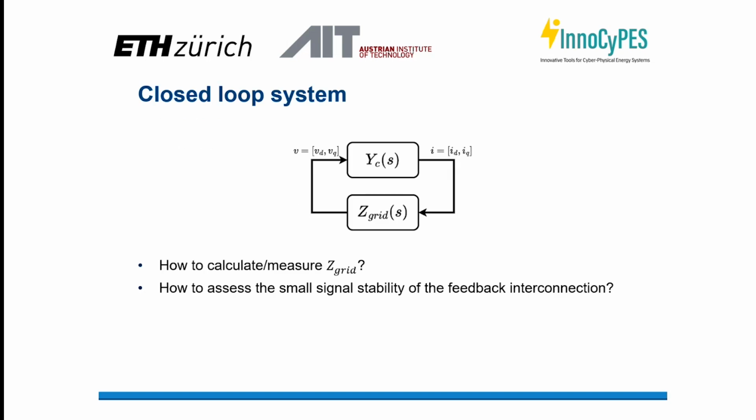So let's start from where we stopped last time. We have this feedback loop where we have the controller admittance and the impedance of the grid. And we need to know how to calculate or measure this impedance of the grid, and then also how to assess the small signal stability of the feedback interconnection. So let's start with the impedance of the grid, how we can calculate or measure it.